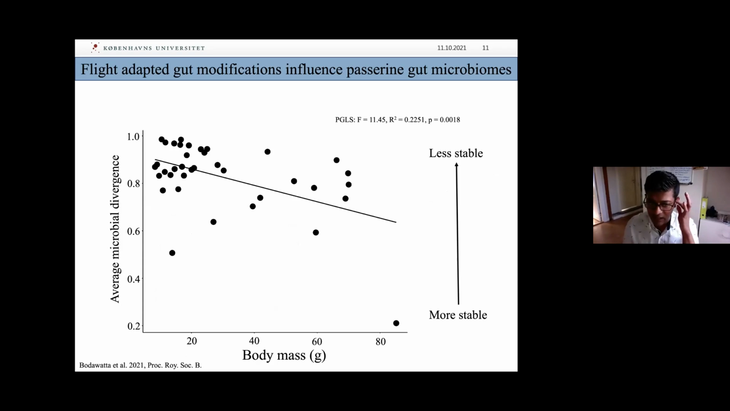In this graph, we have body mass on the x-axis, which is a proxy for gut length, and on the y-axis, we have the measure of stability of gut microbiomes. Each dot is a species from the same data set where I had the 37 species. Here on the y-axis, higher values mean the gut communities are less stable in a species, compared to low values, where there are more stable gut microbial communities. And it actually supports the hypothesis that larger birds would have more stable gut microbial communities compared to smaller bird species.